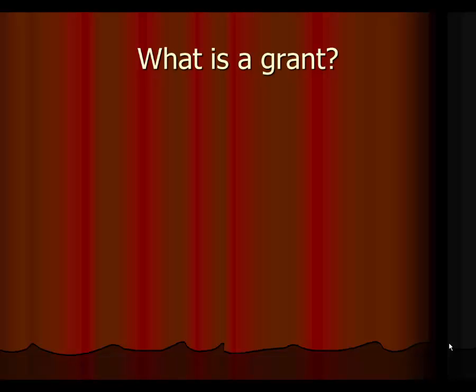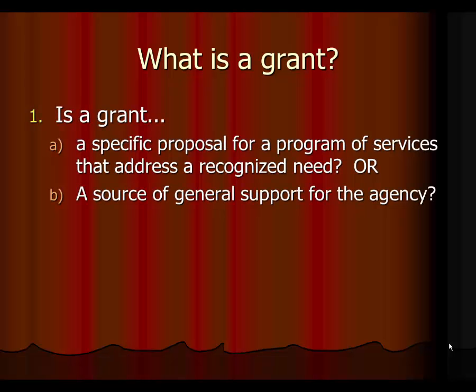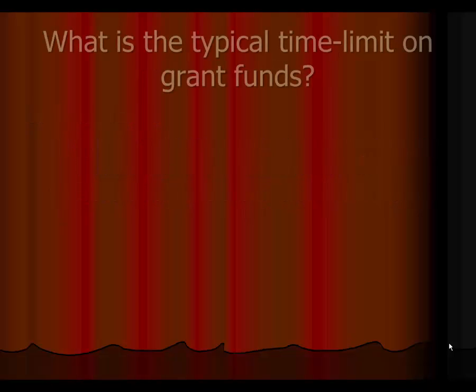Okay, this is about grant writing, so let's pose the question, what is a grant? Is a grant a specific proposal for a program of services that address a recognized need, or a source of general support for the agency? Some funding source says, we will support your agency, we think you're doing good, here's some money to do with as you please. I hope you see that it is item A. It's for a specific program of services, not for general support of an agency.